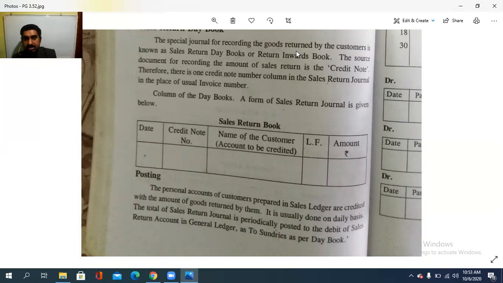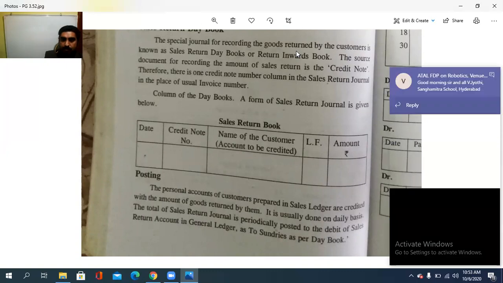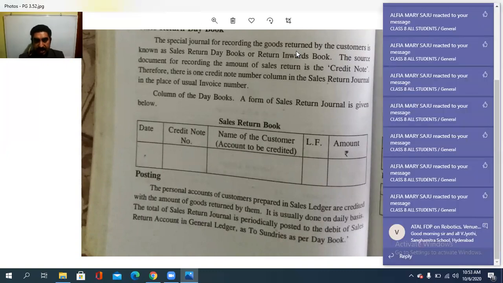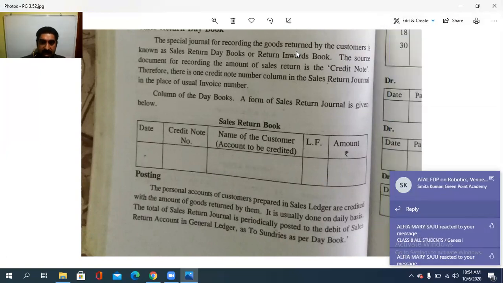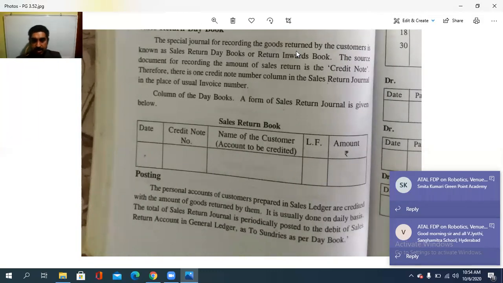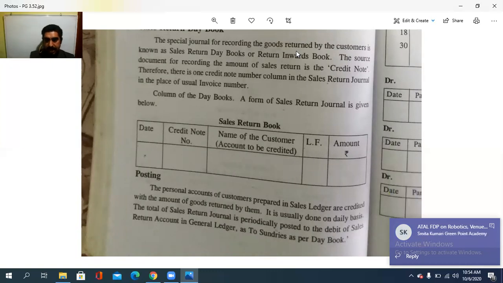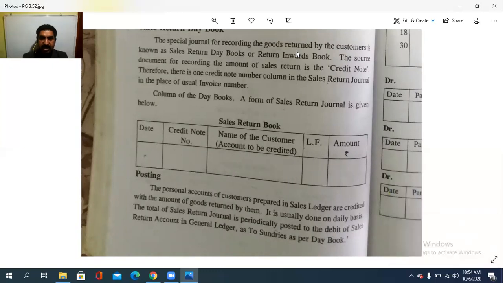Therefore, there is one credit note number column in the sales returns journal in place of the usual invoice number. The format is: sales returns date, credit note number, name of the customer, accounts to be credited, ledger folio, and the amount. Then posting: the personal accounts of the customers prepared in the sales ledger are credited with the amount of the goods returned by them. It is usually done on a daily basis, and the total of the sales returns journal is periodically posted to the debit of the sales returns account in the general ledger.